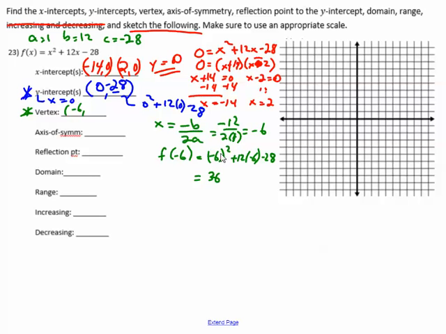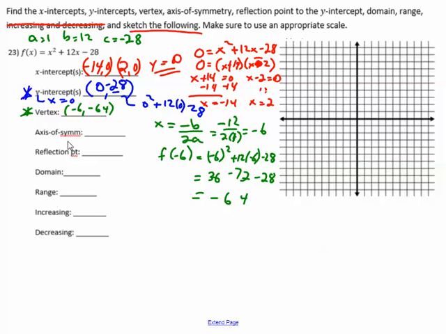F of negative 6 equals 36. Negative 6 squared. Careful with this. If you plug it in the calculator, make sure you get parentheses around the negative 6. 36 minus 72 minus 28. And now I just evaluate that. Pull out the calculator. Negative 64. Negative 6 comma negative 64 is our vertex.